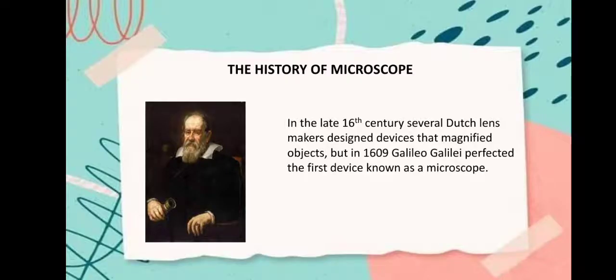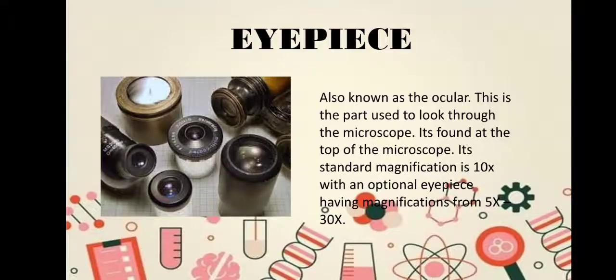The history of the microscope. In the late 16th century, several Dutch lens makers designed devices that magnified objects. But in 1609, Galileo Galilei perfected the first device known as a microscope. So here are the parts of the microscope.